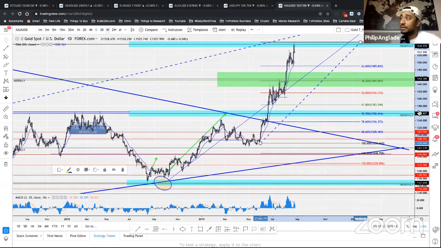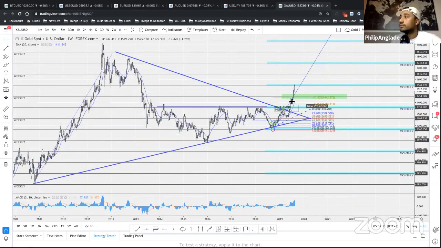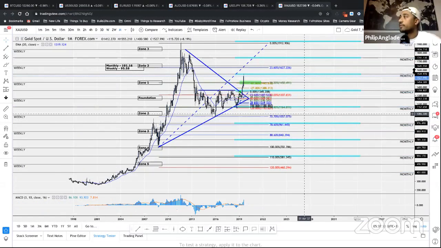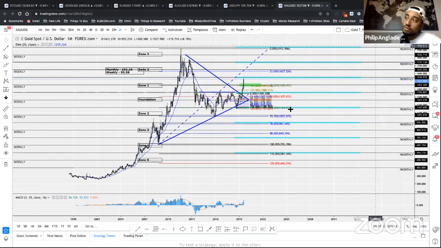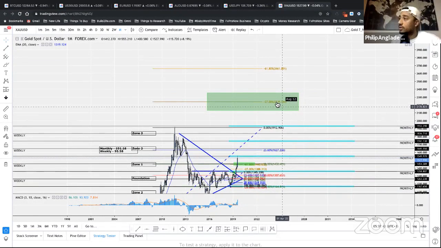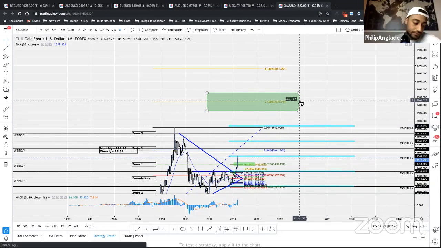And where do I have it going? I have it going to here, 2,234. And no, 2,240. That's where I see gold going. And I called this August 12th. We will see.